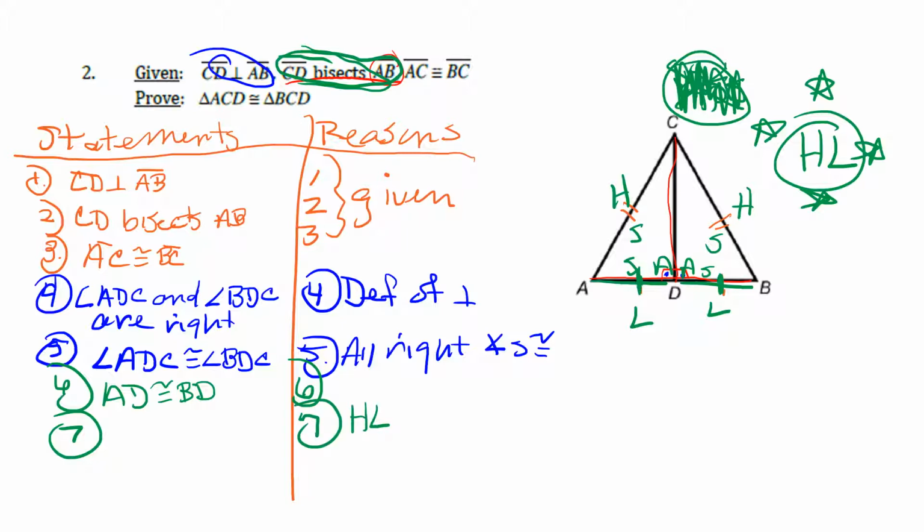And in number 7, you should be able to say what you are trying to prove, that the two triangles are congruent by hypotenuse leg. Okay, so you're going to put that down here for number 7.